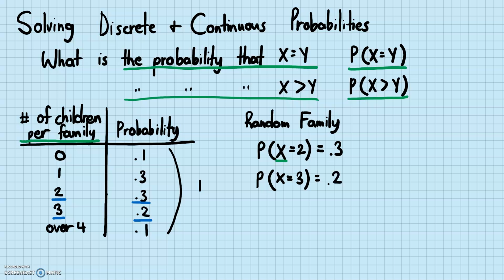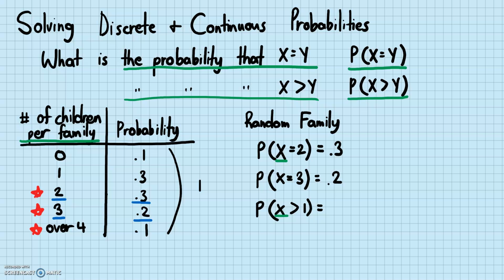Now we can use inequalities as well. So if I write something like this, probability that x is greater than 1, what does this mean, first of all? Well, what is x? X is the number of children per family. So this would be the probability that the number of children in the family is greater than 1. And if you look at the table, greater than 1, it would be either 2, 3, or over 4.